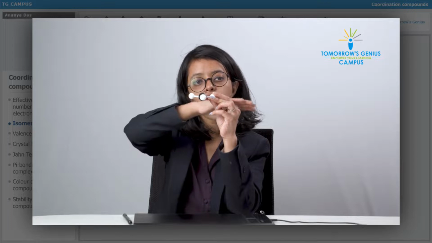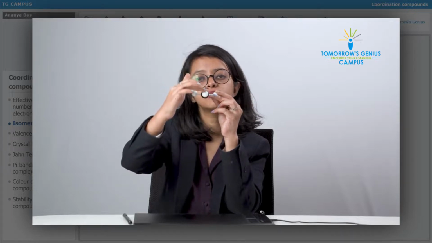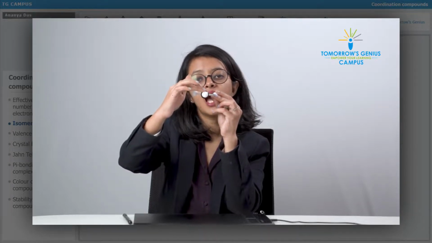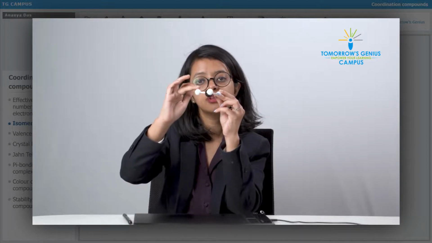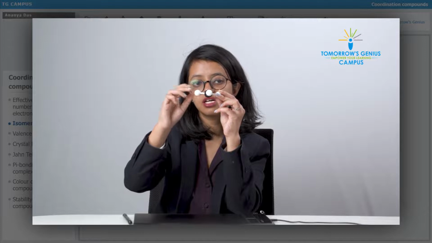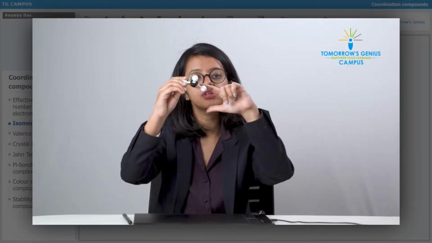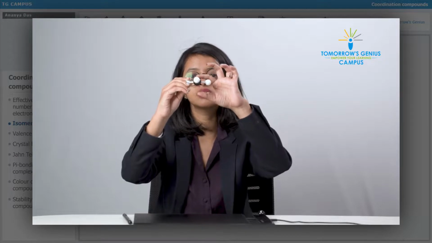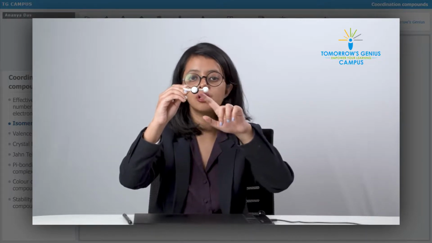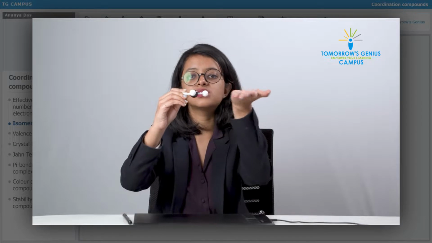So if it's bisecting all of the atoms into half, then the above part of this atom is going to mirror the below part of this atom. Similarly, the above part of this atom is going to mirror the below part of this atom, and the above part of this atom is going to mirror the below part of this atom. That is, this is the plane.